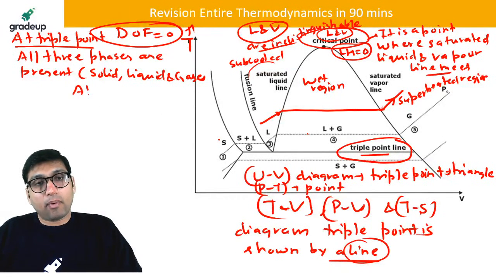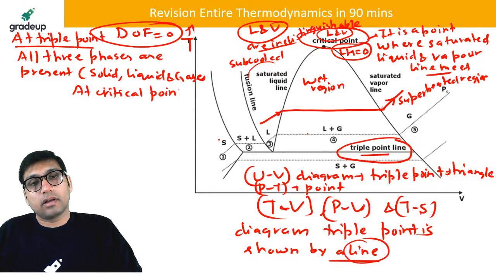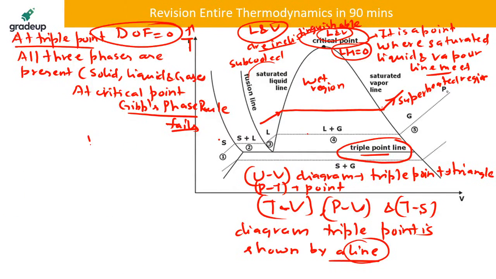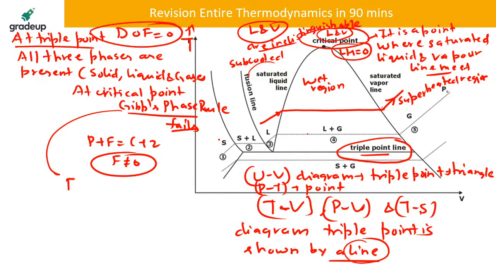Okay. At the critical point, the Gibbs phase rule fails. Why does it fail? Well, because if you apply the Gibbs phase rule, P plus F is equal to C plus 2, you will not get degree of freedom equal to 0. Degree of freedom will not be equal to 0 at the critical point, because at the critical point also degree of freedom has to be 0, because at every point degree of freedom is 0.